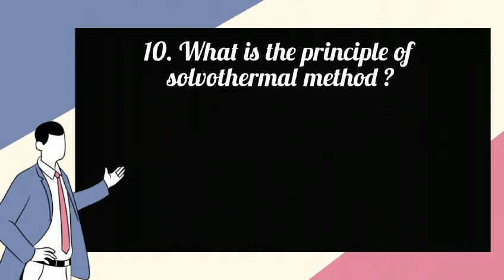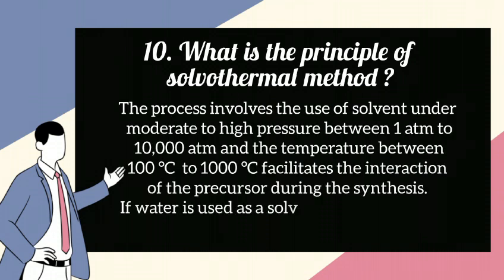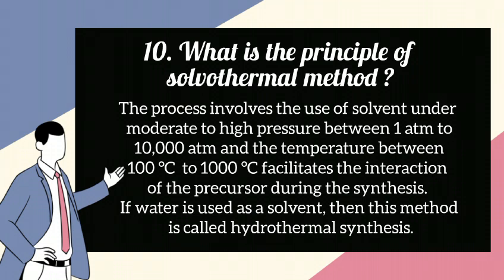What is the principle of solvothermal method? The process involves the use of a solvent under moderate to high pressure, between 1 atmosphere to 10,000 atmosphere, and a temperature between 100 degrees Celsius to 1000 degrees Celsius, which facilitates the interaction of the precursors during the synthesis. If water is used as a solvent, then this method is called hydrothermal synthesis.